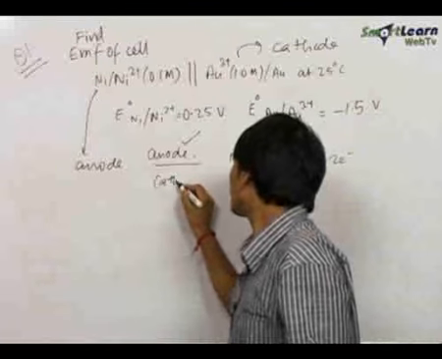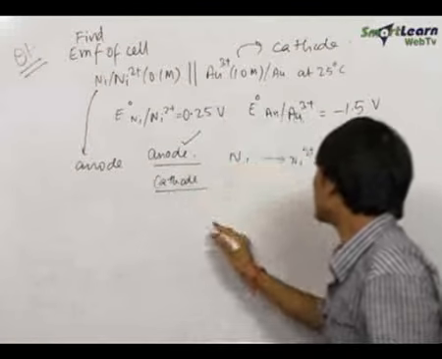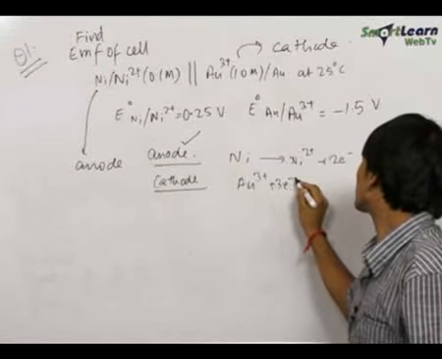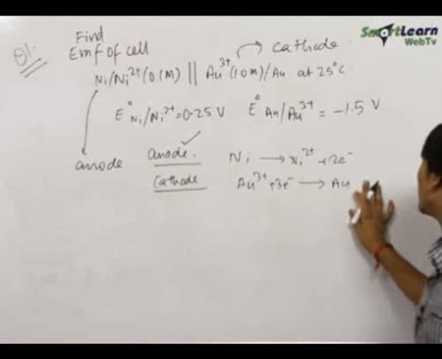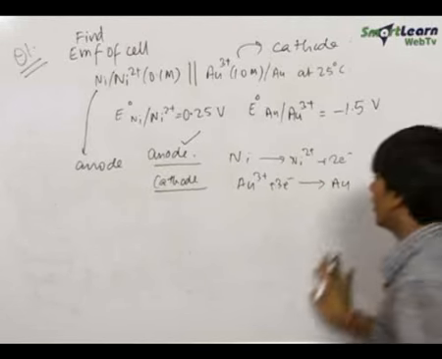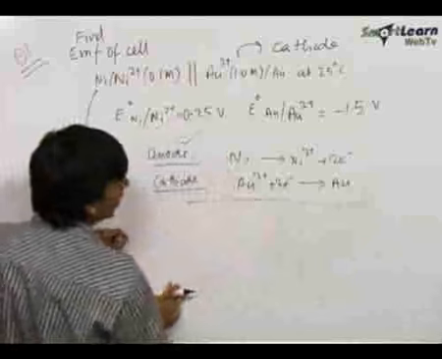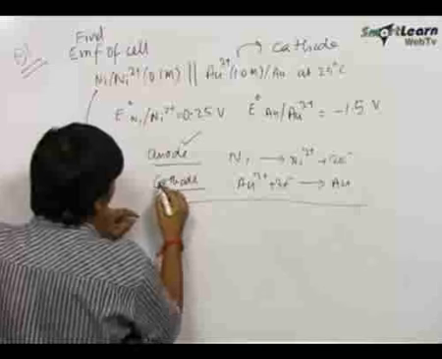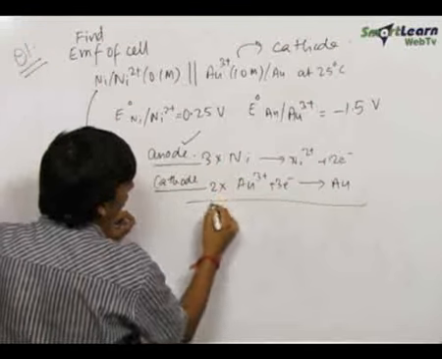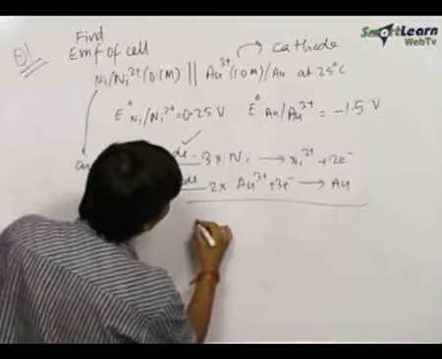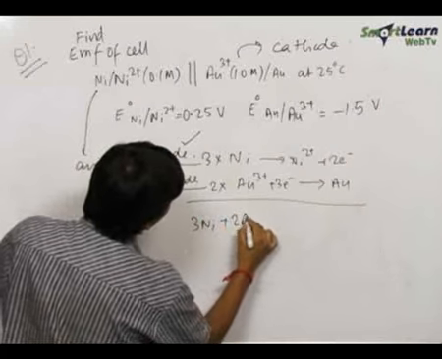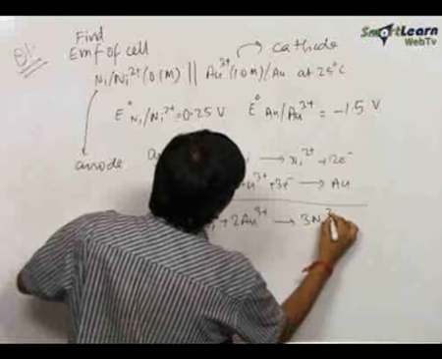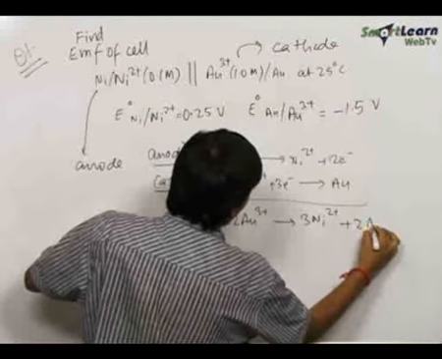At the cathode, the reaction becomes reduction, that is, Au3+ accepts electrons to become reduced to Au. Now let us add these up. We always have to add redox reactions such that the electrons cancel. So we will multiply this equation by 3 and this by 2 to get our final equation as 3Ni plus 2Au3+ gives us 3Ni2+ plus 2Au.